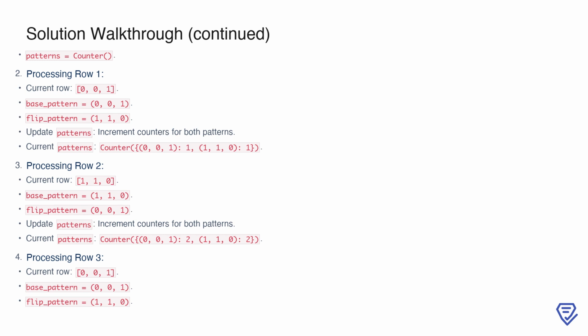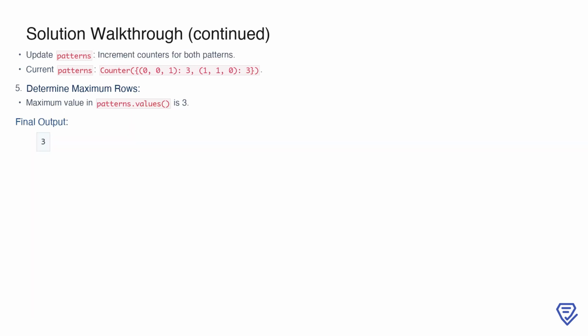Next, we process the second row, [1, 1, 0]. Here, the base pattern is (1, 1, 0), and the flipped pattern is (0, 0, 1). After updating the counter, both patterns now have a count of 2. Finally, we move to the third row, [0, 0, 1], where the base pattern is again (0, 0, 1), and the flipped pattern is (1, 1, 0). For the third row, we increment the counts for both the base pattern, (0, 0, 1), and the flipped pattern, (1, 1, 0), in the counter.